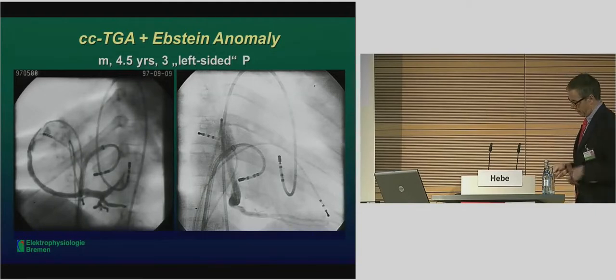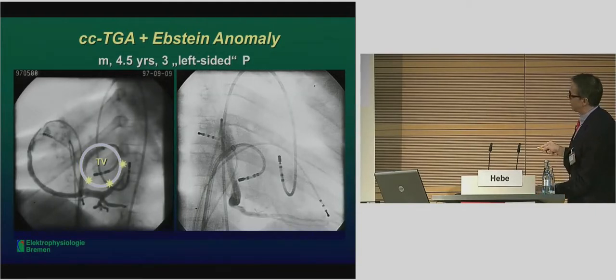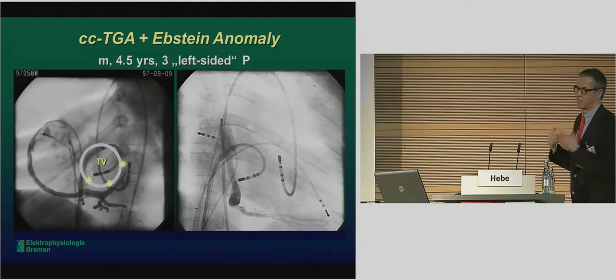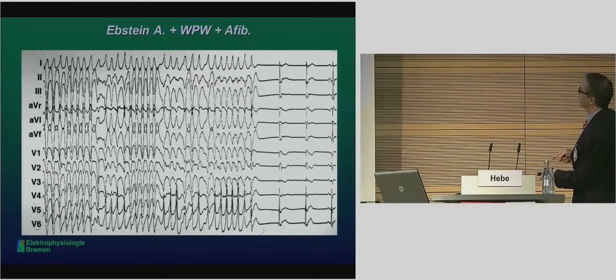And having found this, we were able to block 3 accessory pathways in these patients. As we typically know from Ebstein patients, even patients that have CCTGA plus Ebstein have multiple accessory pathways to be found. And here we found 3 of them, all on the left side, and were able to block them. And the need to block them is maybe shown here in this example.